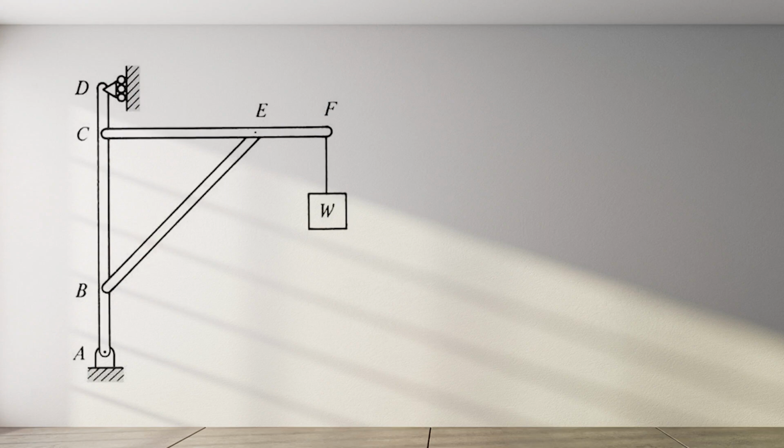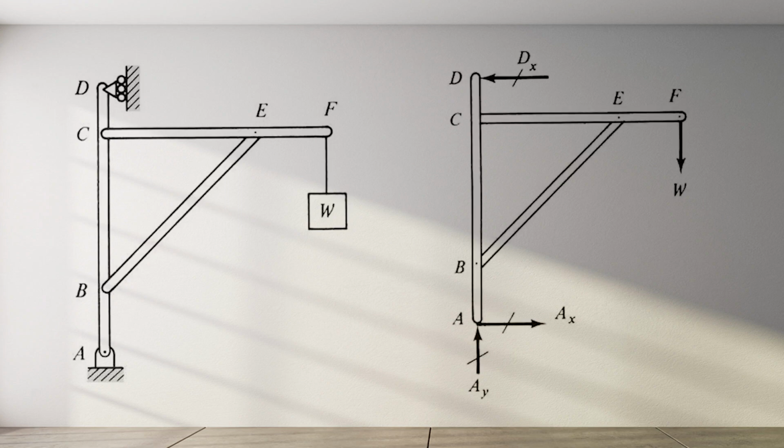The frame consists of 3 members joined together by frictionless pins. It is supported by a pin at A and a roller at D. A free body diagram of the entire frame is shown here. The external loads and reactions appear on the frame, and they consist of the weight W at F, AX and AY, the horizontal and vertical components of the pin reaction at A, and the reaction DX of the roller.